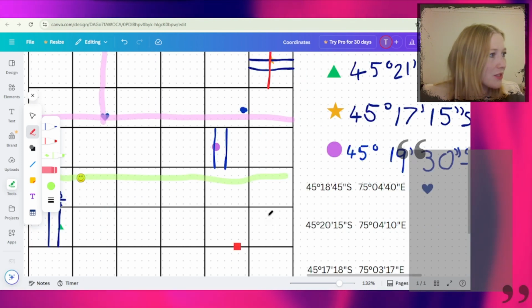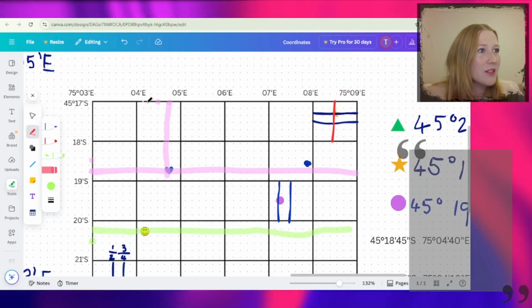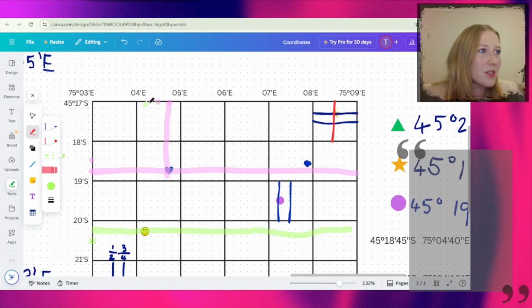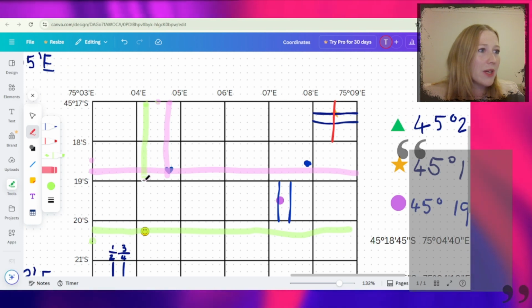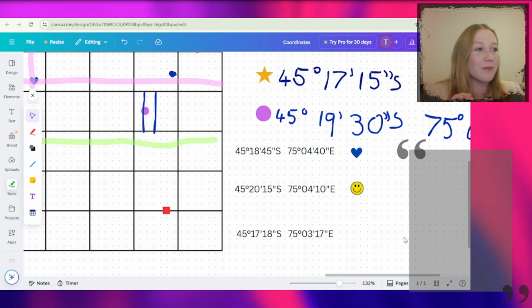And then east, 4 minutes and 10 seconds. There's 4 minutes. 10 seconds is like here, right? So if that's a half, that's a quarter. It's a little bit less than a quarter. So there seems about right. There we go. Smiley face. Yay. And then the final one.